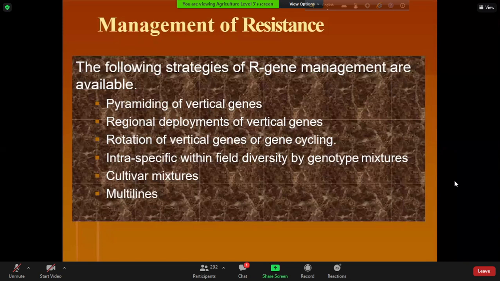Then the number 2 gene can be cultivated in 2022, or the third gene can be cultivated in 2023. So in this way, we can rotate the gene. We call it gene cycling or rotation of vertical gene. So we have to maintain a number of resistant varieties, cultivars and lines. We have to mix them up, and by mixing them, we can actually maintain the resistance.